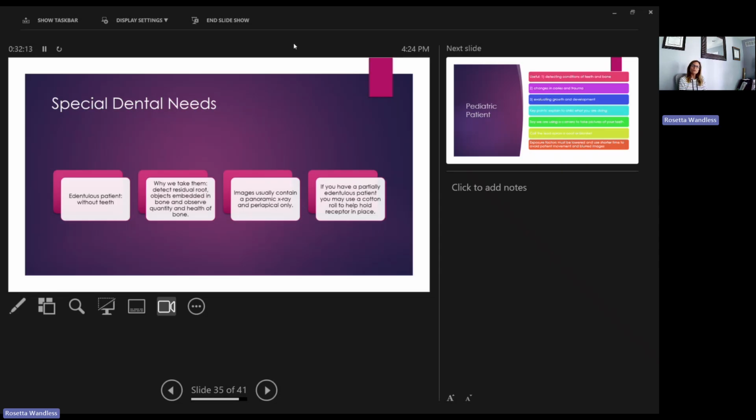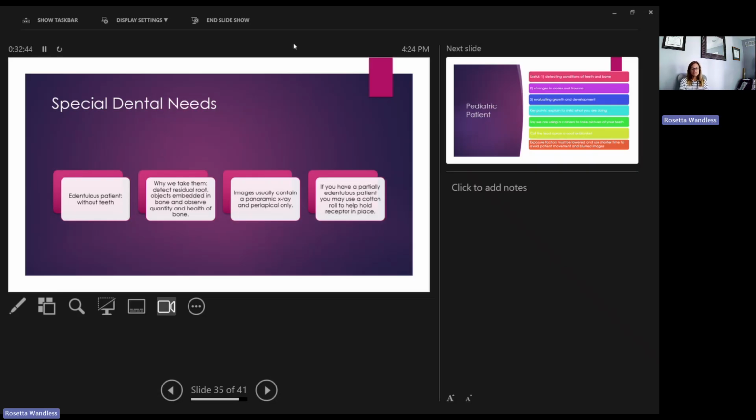So those were medical needs. Now we're going to talk about special dental needs. Special dental needs would be if a patient is edentulous, meaning without teeth. Why would we need x-rays for somebody without teeth? A few reasons. We're betting that they had teeth at one time. So x-rays are used to detect residual roots, or any objects embedded in the bone. And we also want to observe the quantity, how much, and the health of the bone that's left.